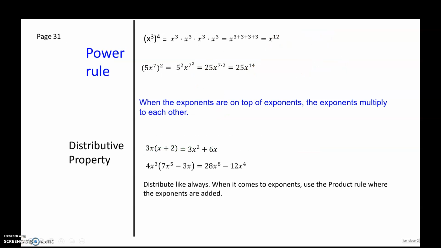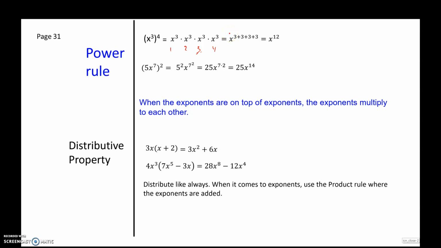All right, now we have the power rule. And this is where you have exponents on top of exponents. So you can see here, there's x cubed to the 4th power. Well, that means I have x cubed 4 times. So look, there's once, there's twice, there's 3, there's 4 times. Well, since these are multiplying to themselves, and they're like bases, that's really the same as adding the exponents. So there's me adding the exponents. And 3 added to itself 4 times is x to the 12. So hopefully you're realizing there's a shorter way of doing that. If you're just doing a repetitive addition, that is what multiplication means. So really what we're doing is 4 times 3.